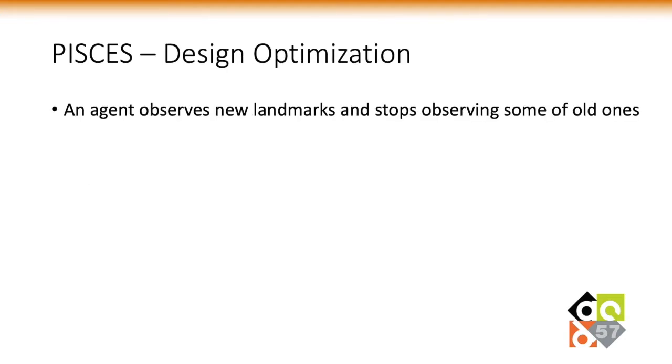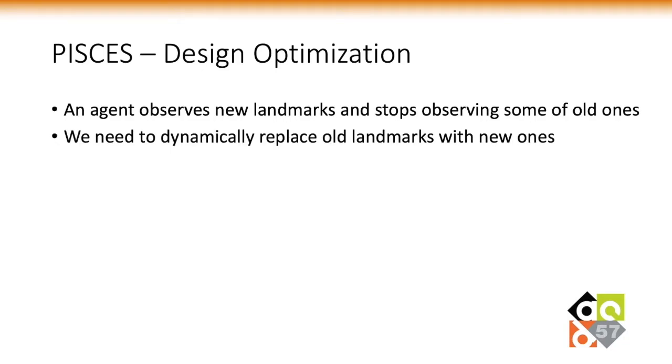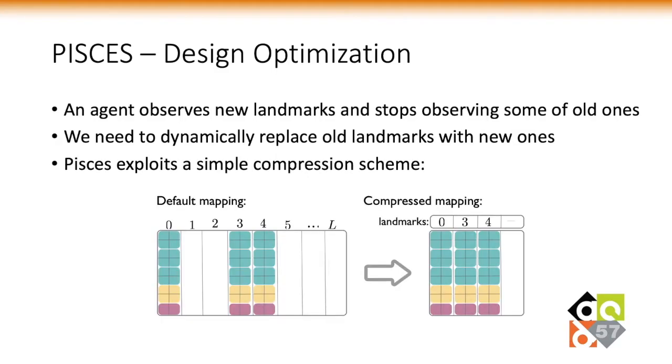Besides the core insights, Pisces implements a few optimizations. For instance, we know that an agent is constantly observing new landmarks and stops observing some of the old ones. Therefore, we need to dynamically replace old landmarks with new ones. To use the memory space efficiently while these replacements occur, Pisces utilizes a simple compression scheme for mapping the landmark data to BRAM blocks as shown in the figure in this slide.